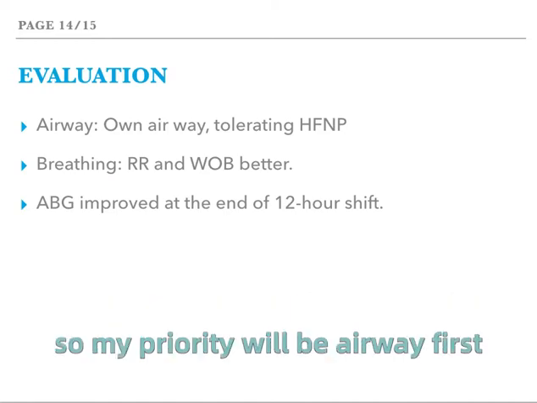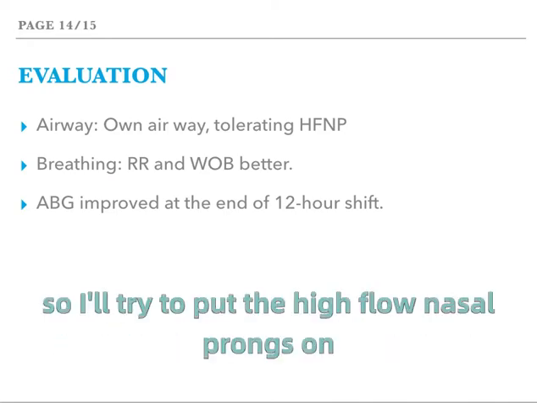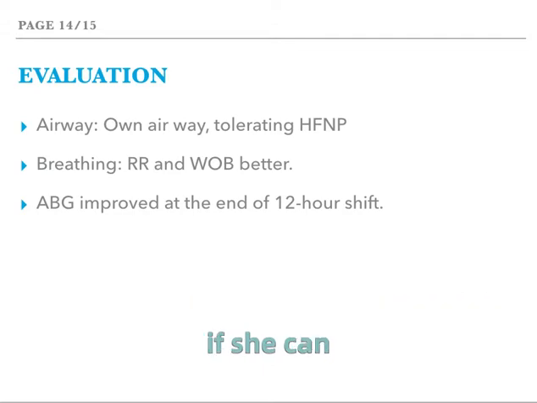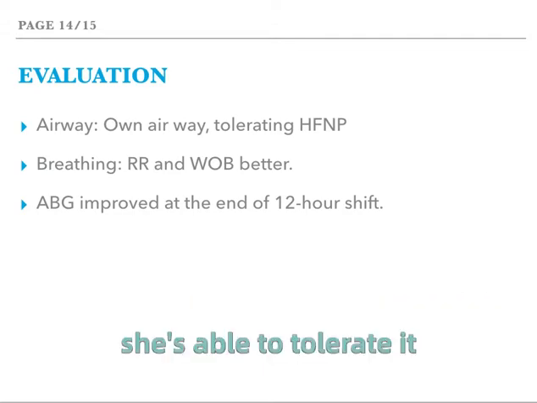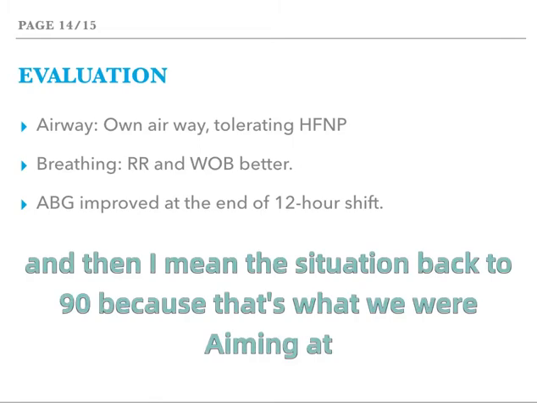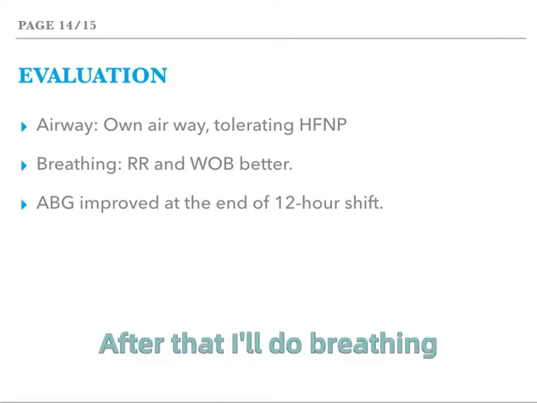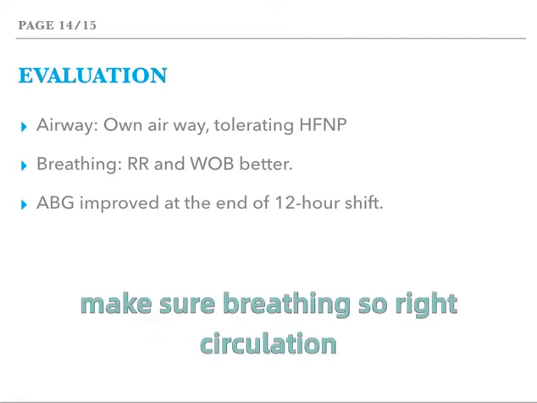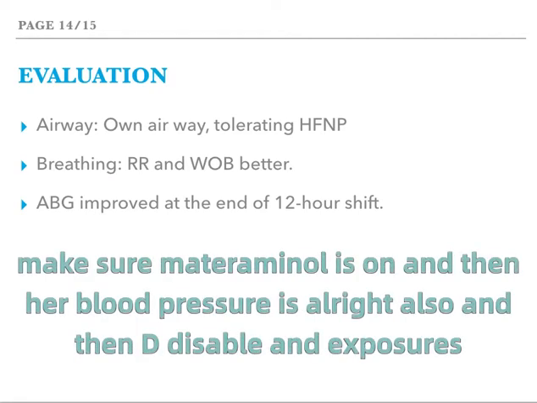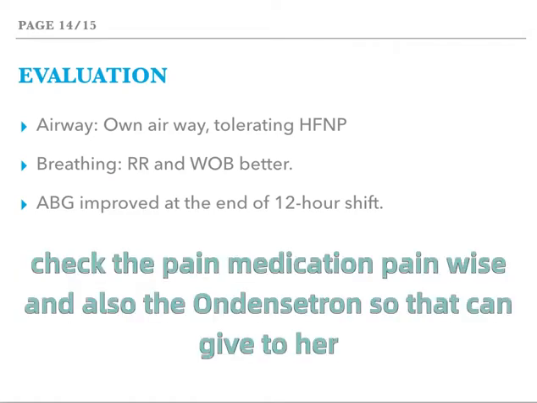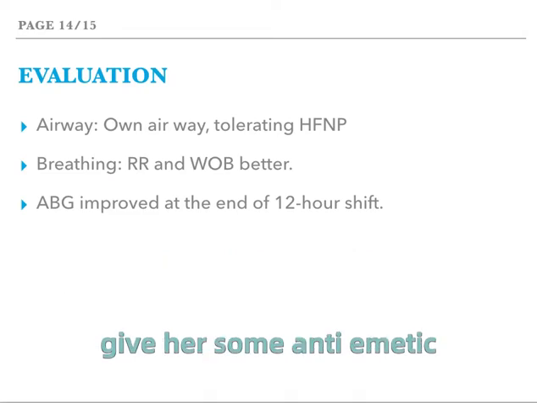Evaluation. My priority will be airway first. I'll try to put the high-flow nasal on if she's able to tolerate it, aiming for saturation back to 92 because that's what we're aiming at. After that, I'll do breathing, make sure breathing's alright, see circulation, make sure metaraminol is still on and her blood pressure is alright. Then disability and exposure. I'll check the pain medication, pain wise, and also the ondansetron, so that I can give her some antiemetic.